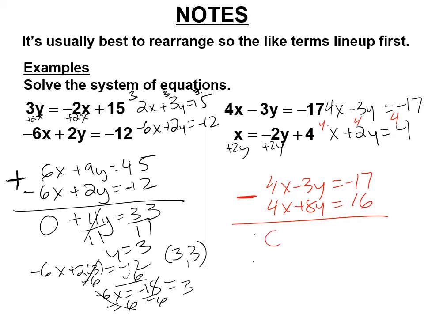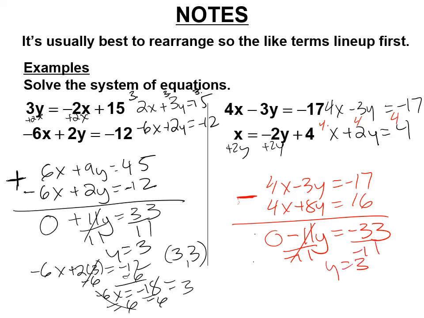4x minus 4x is 0. Negative 3y minus 8y, what's that? That's negative 11y, right? Negative 3 minus 8 is the same as negative 3 plus negative 8. Negative 17 minus 16. That's negative 33, right? Same as minus 16, same as adding negative 16. Divide both sides by negative 11.